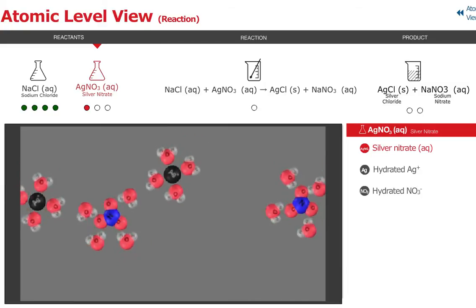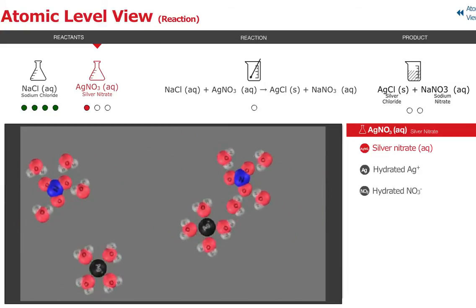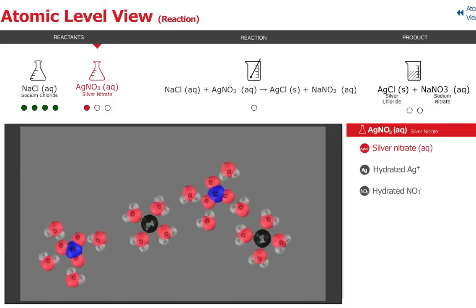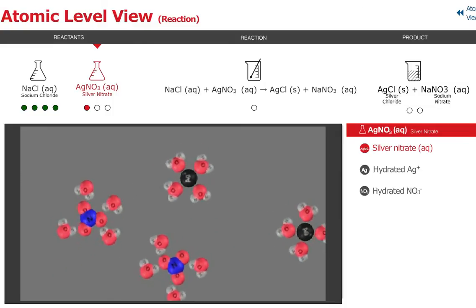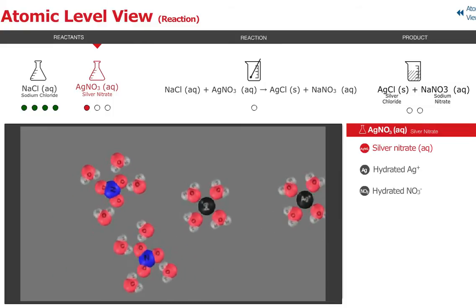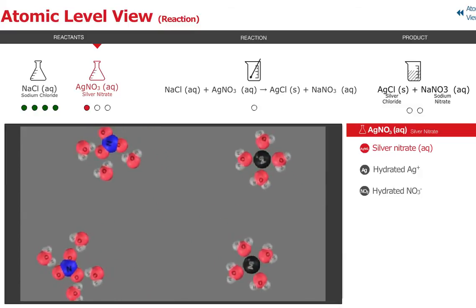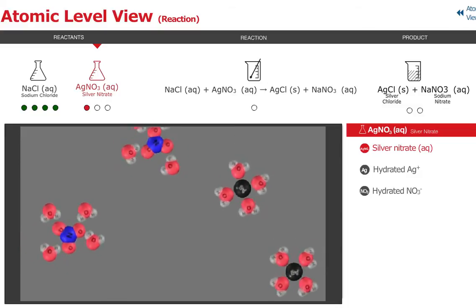In this model of an aqueous silver nitrate solution, the silver and nitrate ions are each surrounded by water molecules. The presence of the water molecules around the ions reduces the direct ionic charge interactions, allowing the hydrated ions to move randomly about the solution through collisions with solvent water molecules that are not shown.